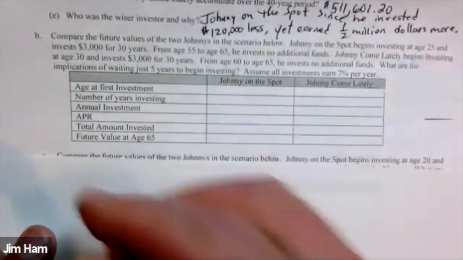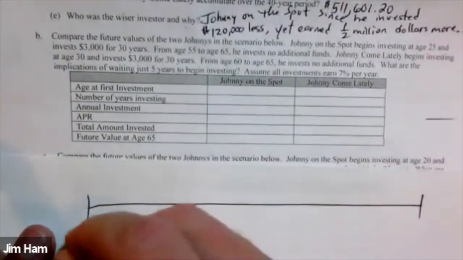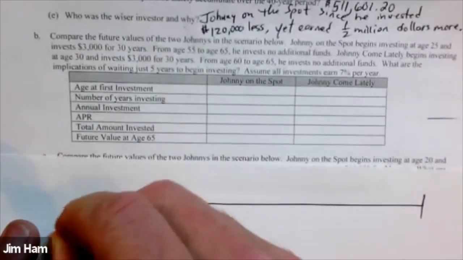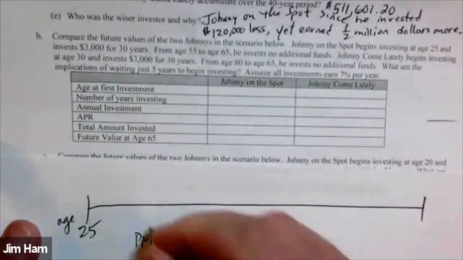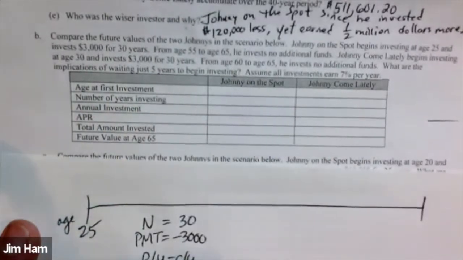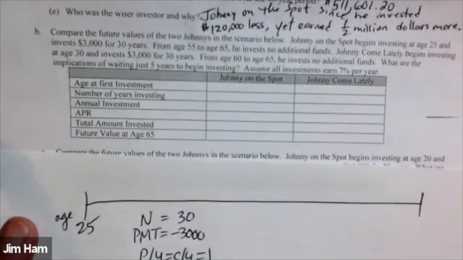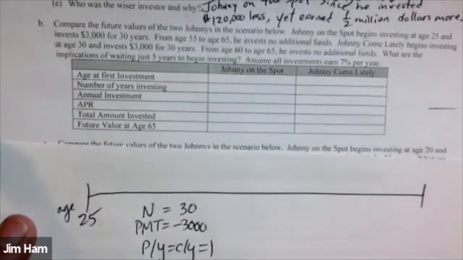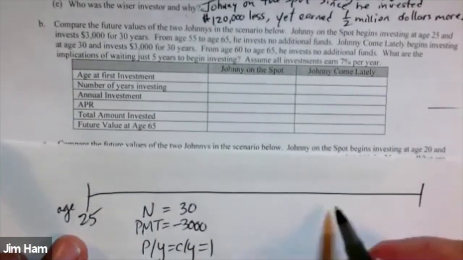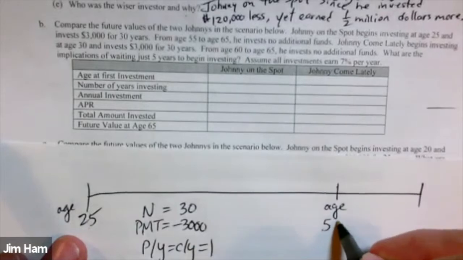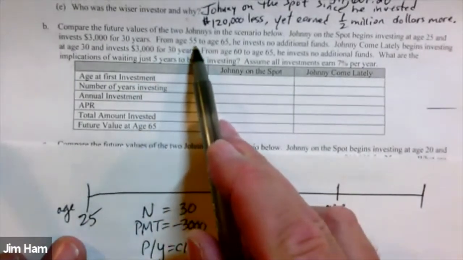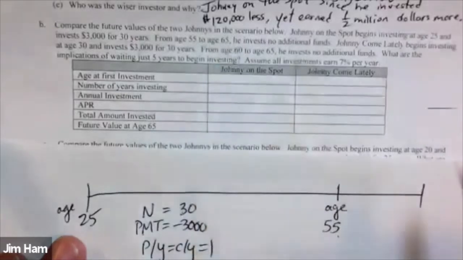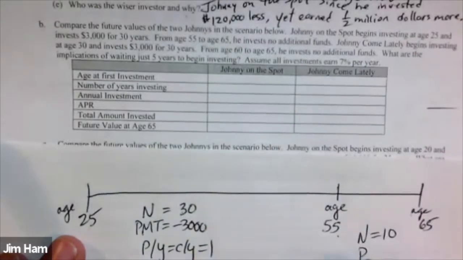Johnny on the spot starts investing at age 25. Invest $3,000 for 30 years. Payments per year, compounding per year equals 1. There's no mention that we're going to have compounding other than once per year. For 30 years, that would make him age 55 here. And then from 55 to 65, that's 10 years, he invests nothing.